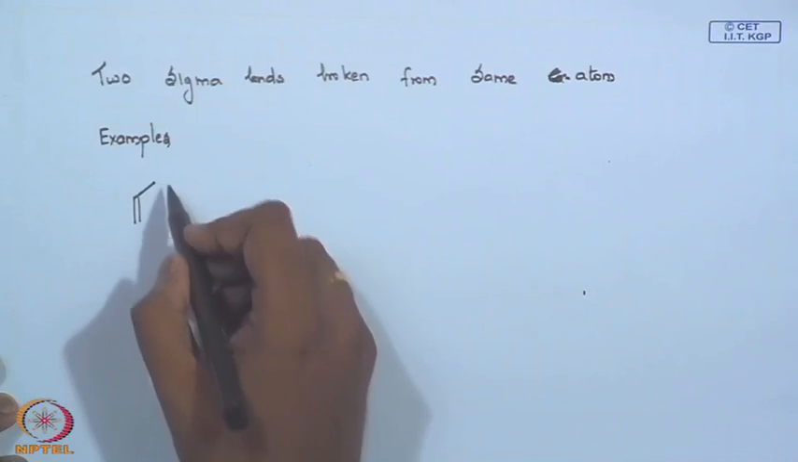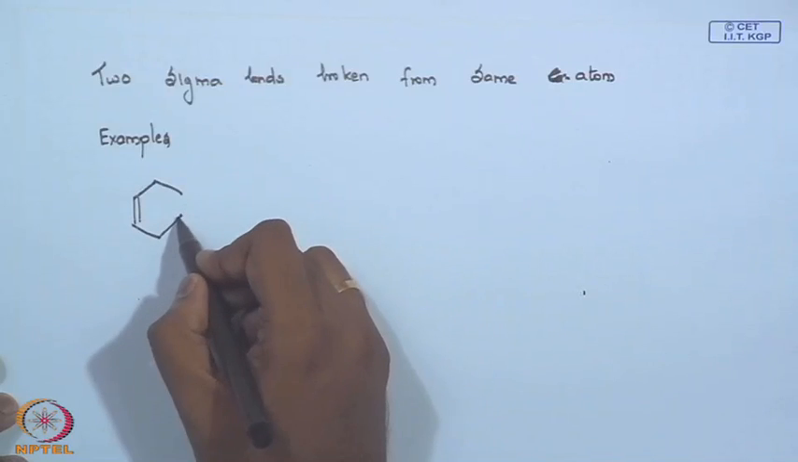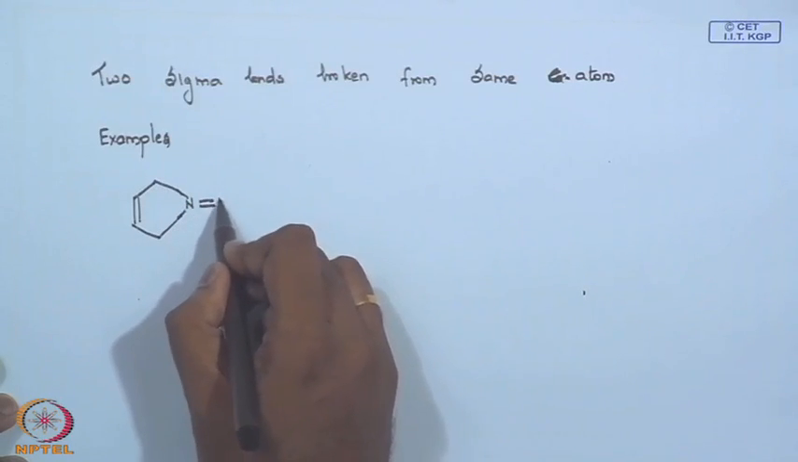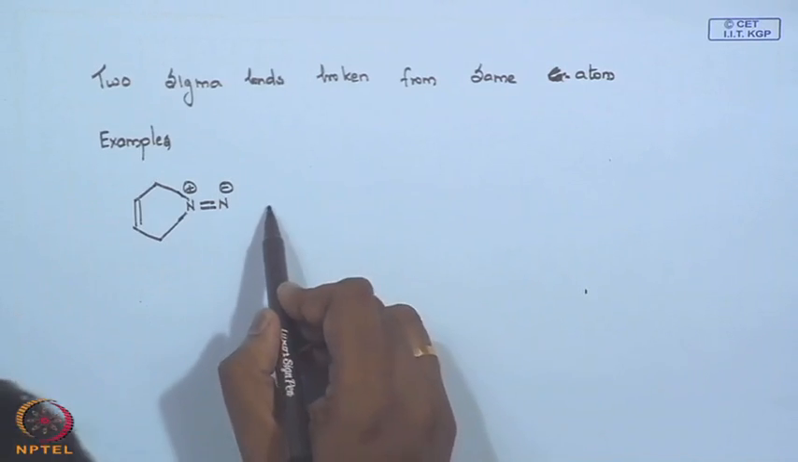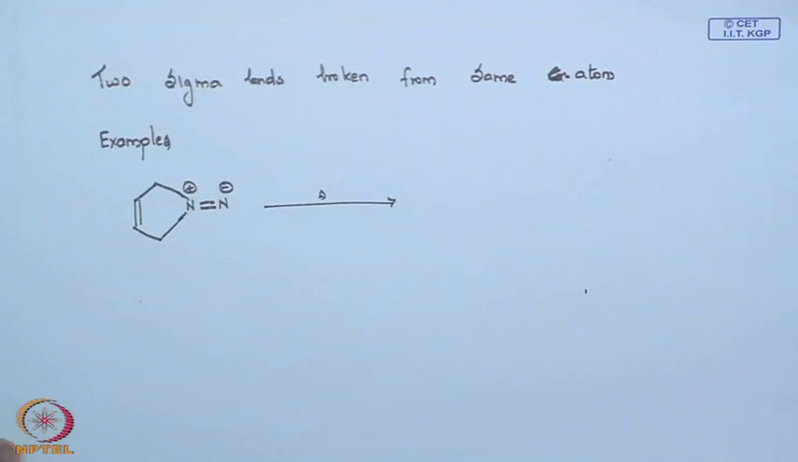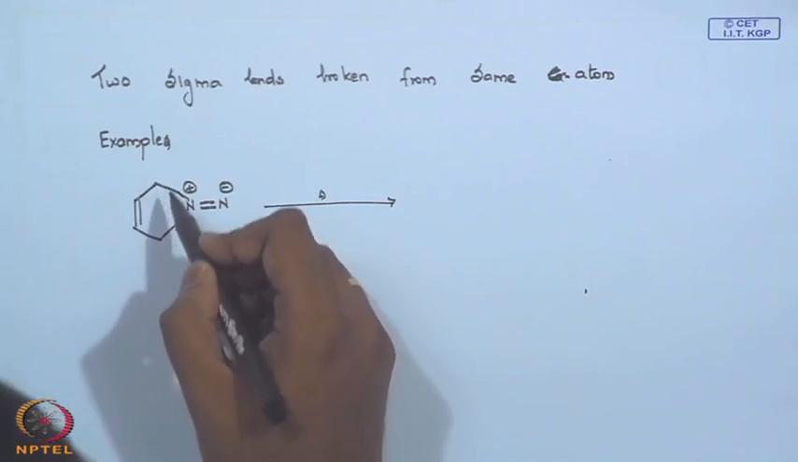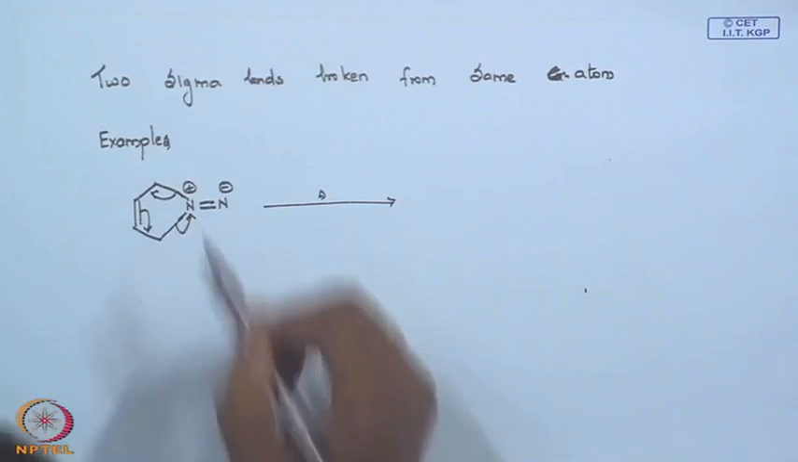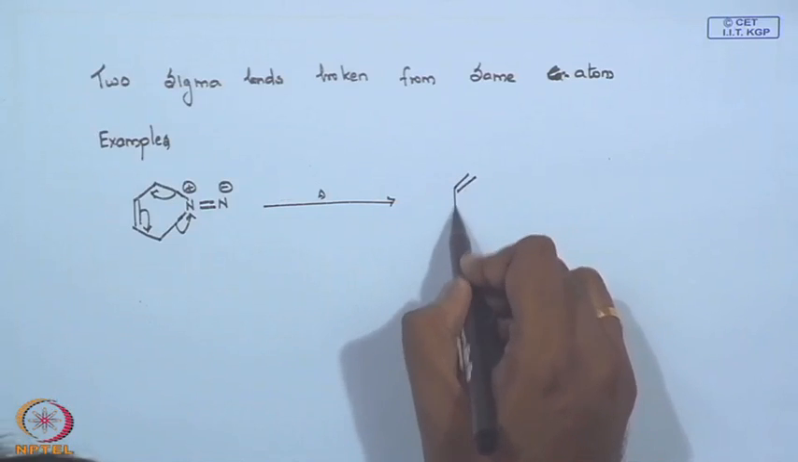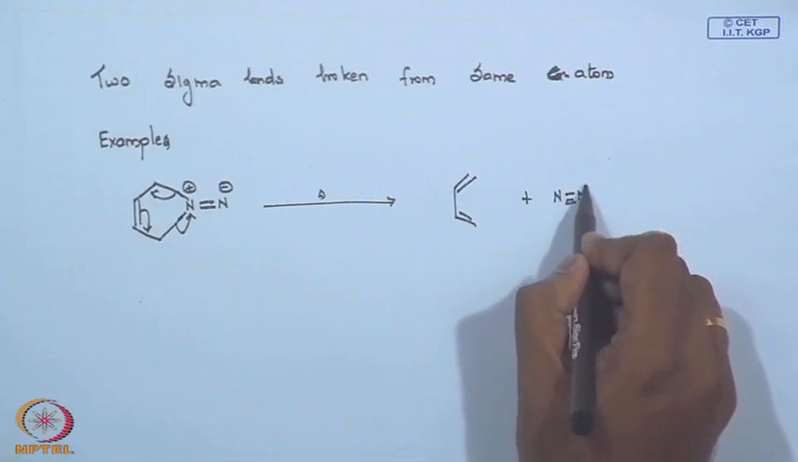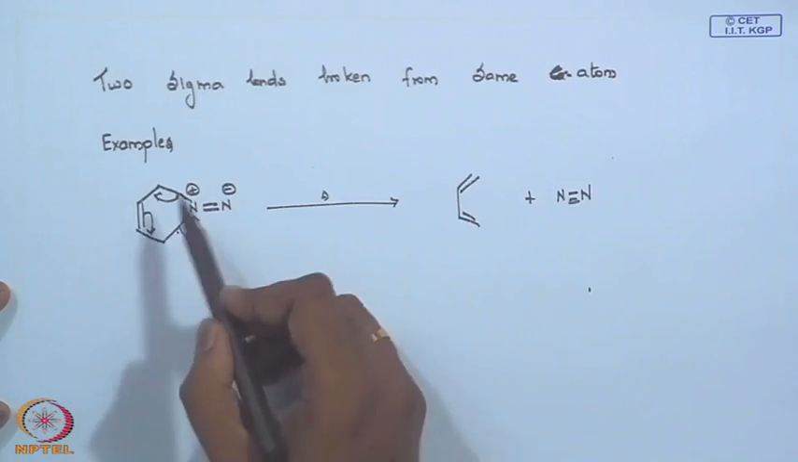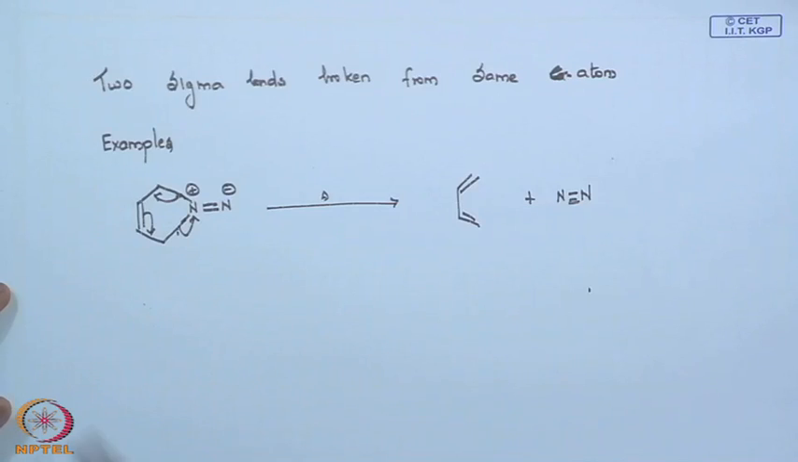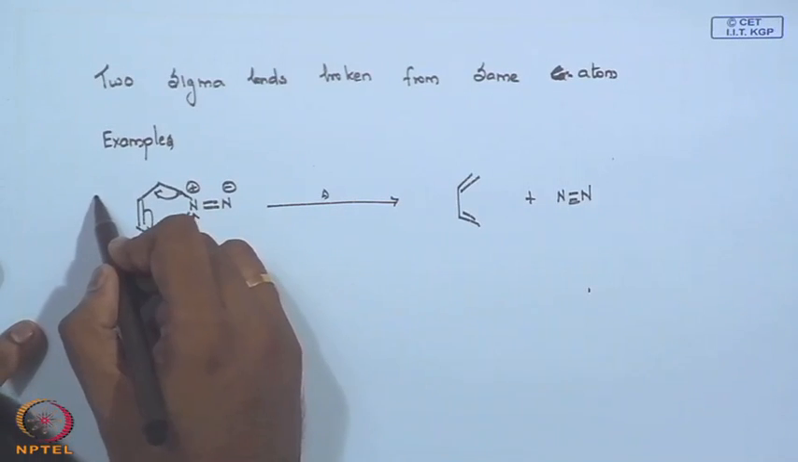Here I have taken this azo compound and heated it slightly. Now, what will happen? You can see in this case I can write a diene coming out from it, and the nitrogen. Now, what happened here? You have two sigma bonds, and these two sigma bonds are broken from the same atom. So, they fall under the class of Chelotropic reactions. There are many examples which you can draw. This is one of them.